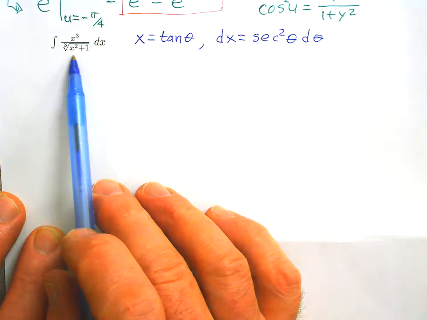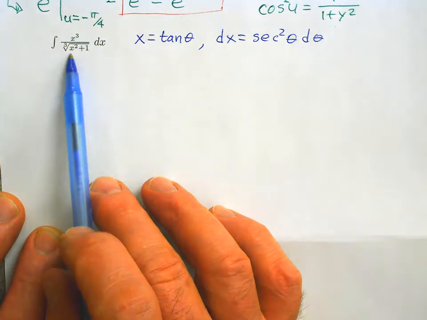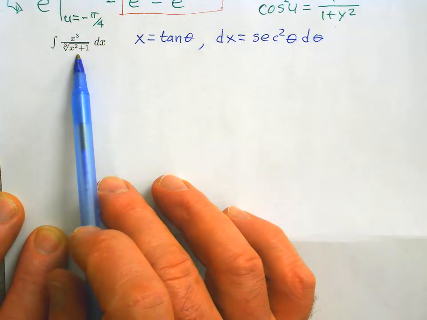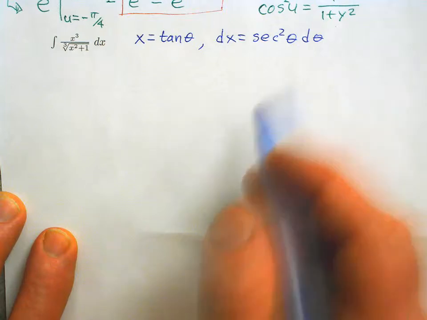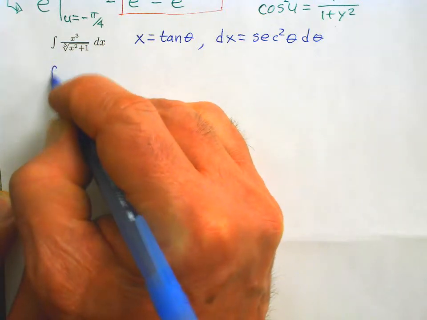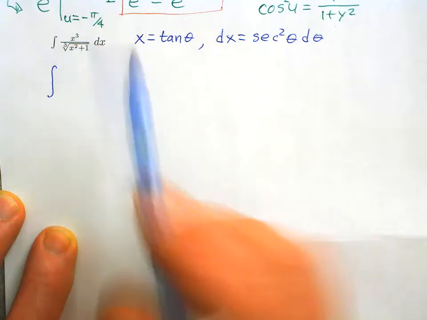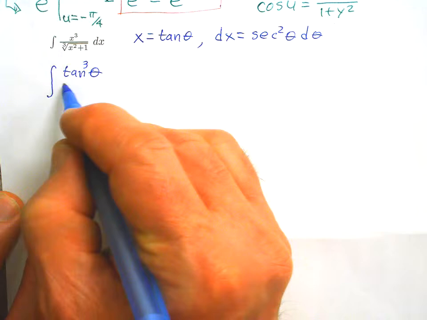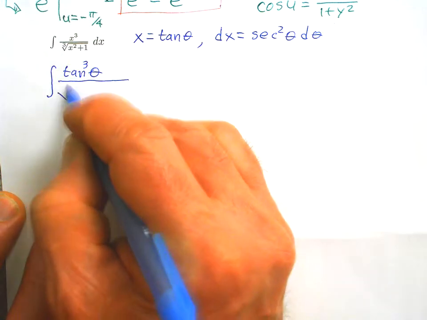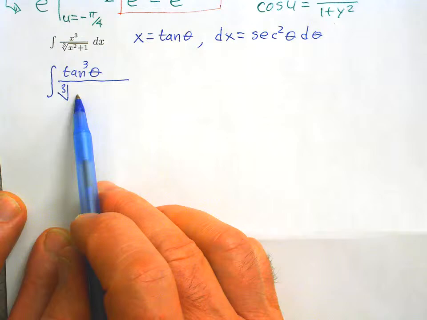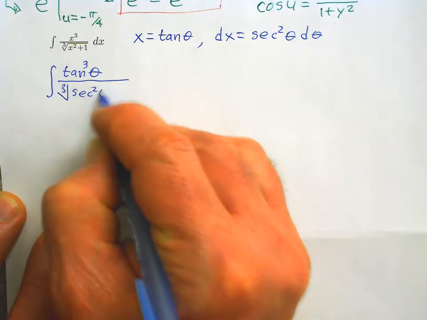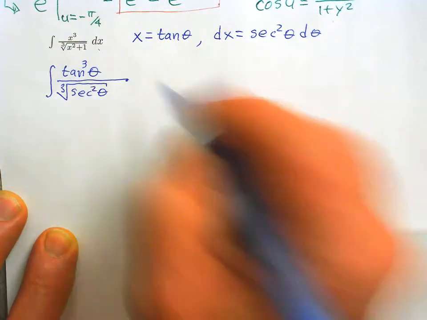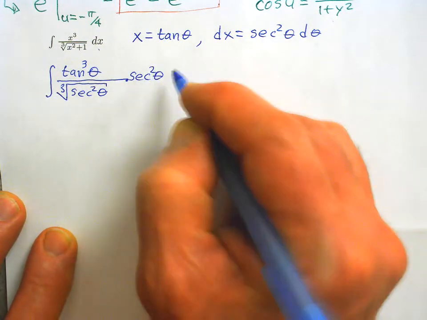Inside the cubed root, when we replace x with tangent of theta, we'll have tangent of theta squared plus 1, which will become secant of theta squared. So we can make all of our substitutions. In the numerator, x to the third is tangent of theta to the third. And then we have the cubed root of secant of theta squared. And then we multiply by dx, which is secant of theta squared d theta.